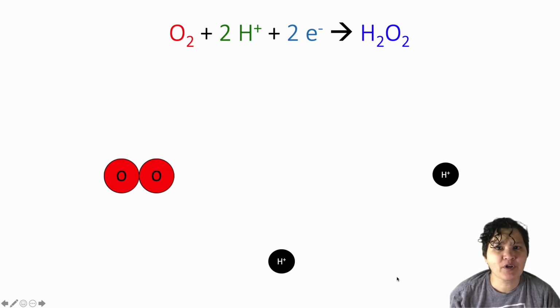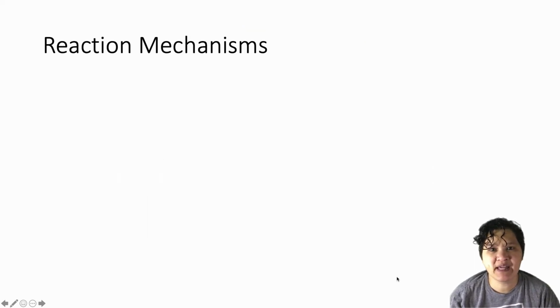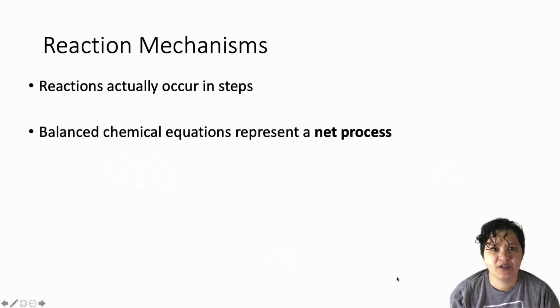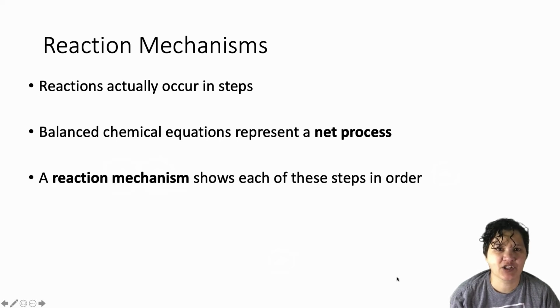In general, what we're going to see happening is that we'll have only two collide at a time, and so we will end up with a multi-step process. A balanced chemical equation represents a net process. Do you remember the net ionic equations that you did earlier in Gen Chem? We will be using a similar process to create balanced equations from different steps of the reaction.